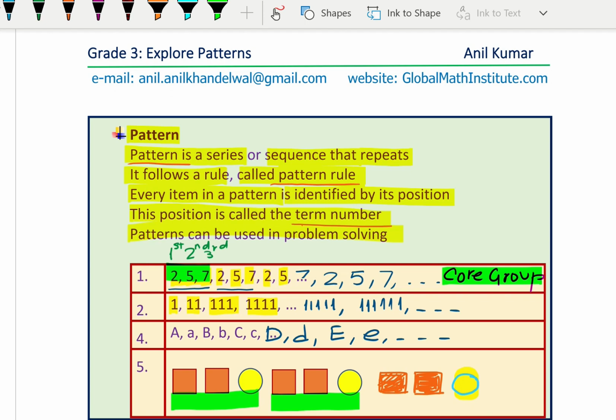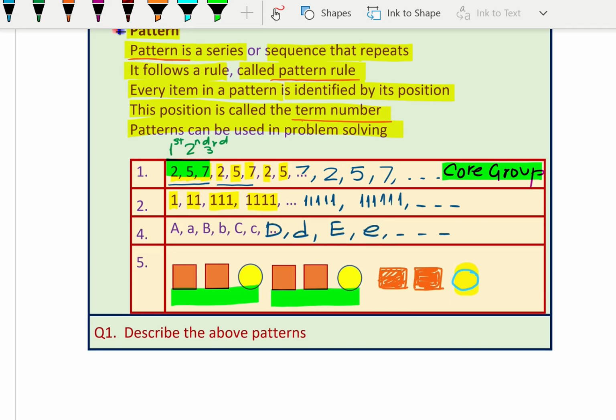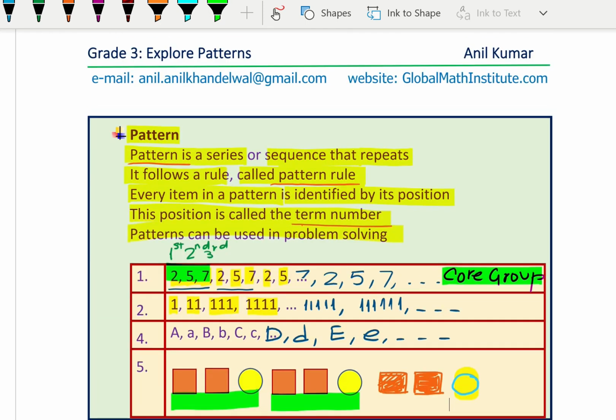So we have a circle. Likewise, we have a pattern which is being followed, correct? Now, as an exercise, what you can do here is describe the above patterns. When you describe, you could describe in many different ways. So try to describe these patterns in your own way, right? That will be question number 1 to try.